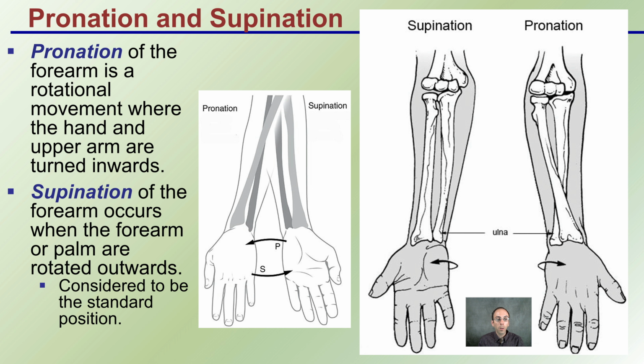Supination in the forearm occurs when the forearm and palm are rotated outwards. That's kind of like exposing the palm when both bones are essentially parallel to one another. It's considered to be the standard position. So if you ever see an image of anyone, their palms are usually facing out because that keeps the bones parallel, and that's considered the standard position.